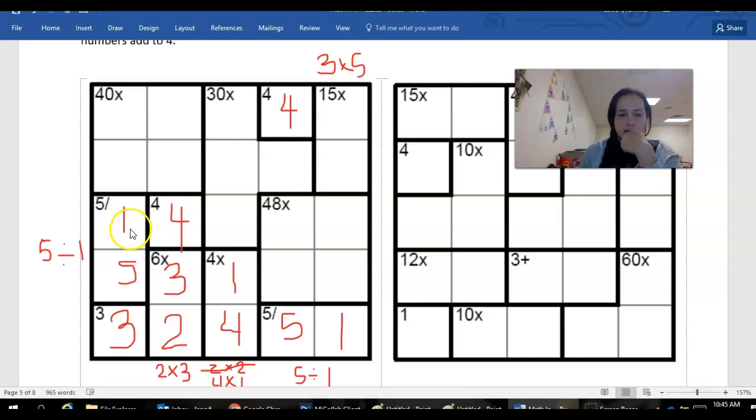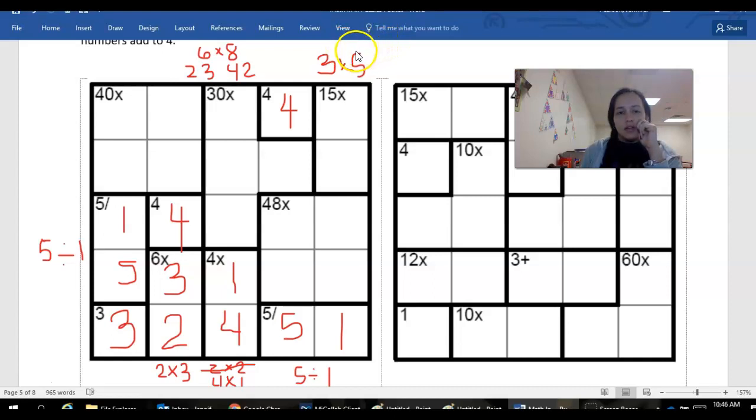Okay, let's keep going. Where can I go next? Maybe we should look at this 48 times. So 48 is kind of a big number, but I'm going to say, well, I know that 6 times 8 is 48. And maybe I'll break those down into 2 times 3, and then 4 times 2.